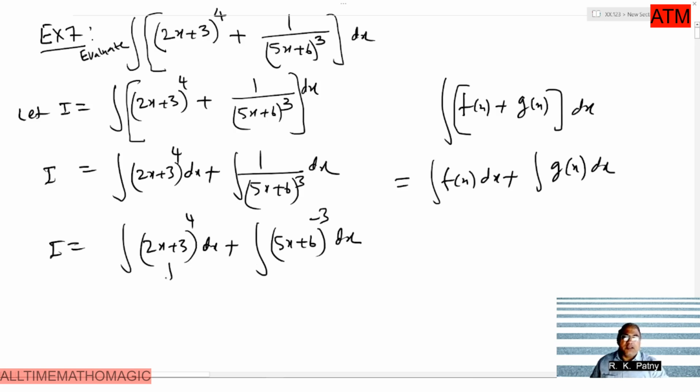And after this, here we can do like the earlier case: integration of (ax plus b) whole raised to n with respect to x, and here we can do (ax plus b) whole raised to minus n with respect to x. By using that formula you can do it. So the remaining part of this problem is left to you as an exercise.